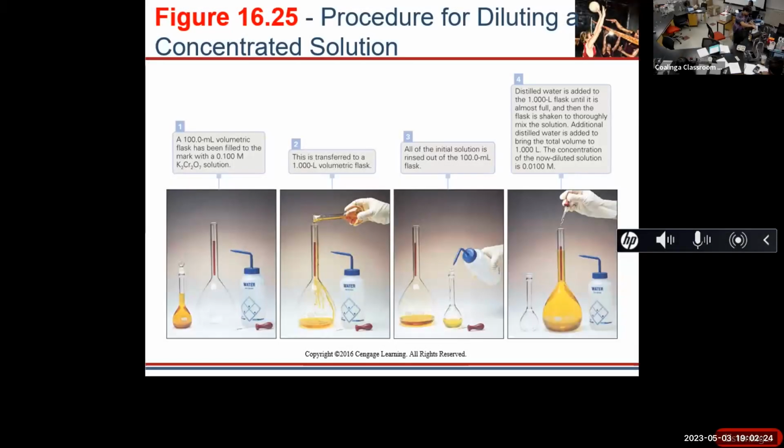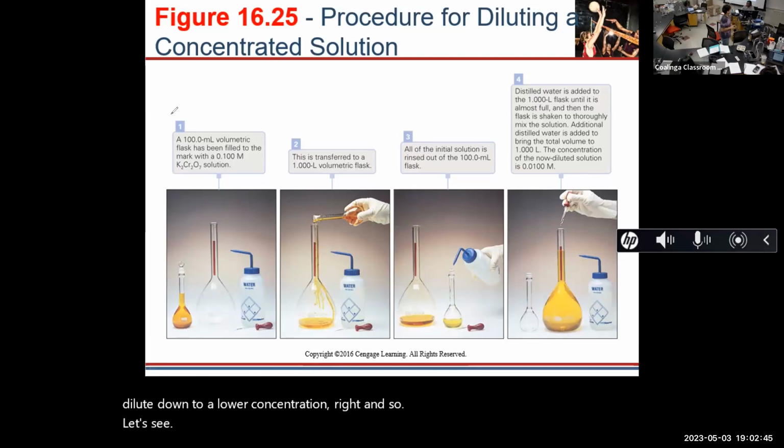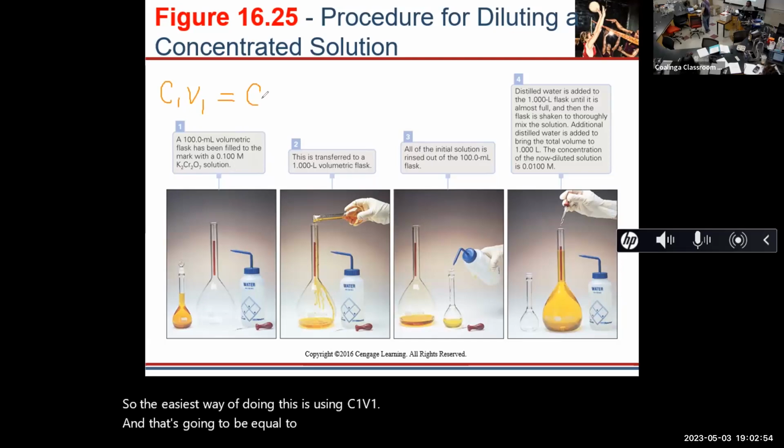Okay, so last we left off, we had talked about how to work with the concentrated volume and to dilute down to a lower concentration, right? And so the easiest way of doing this is using C1 V1, and that's going to be equal to C2 V2.